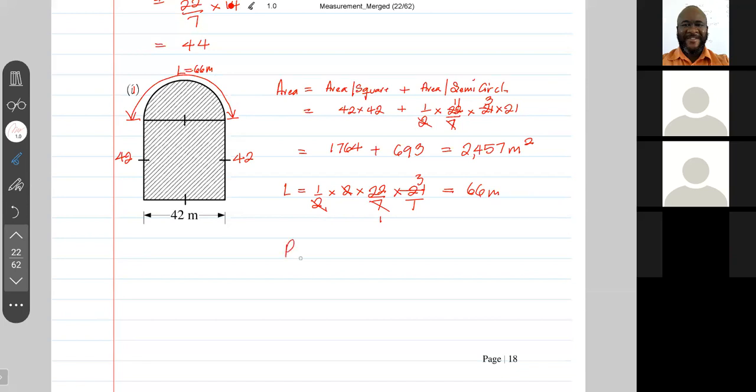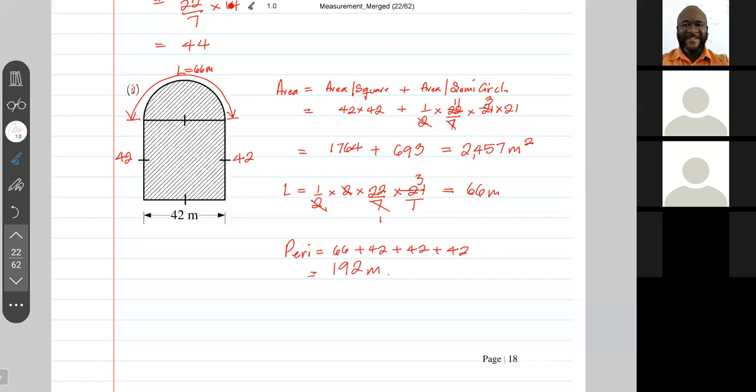So the perimeter would be 66 plus 42 plus 42 plus 42. Give me a second, please. And this says 192 meters.